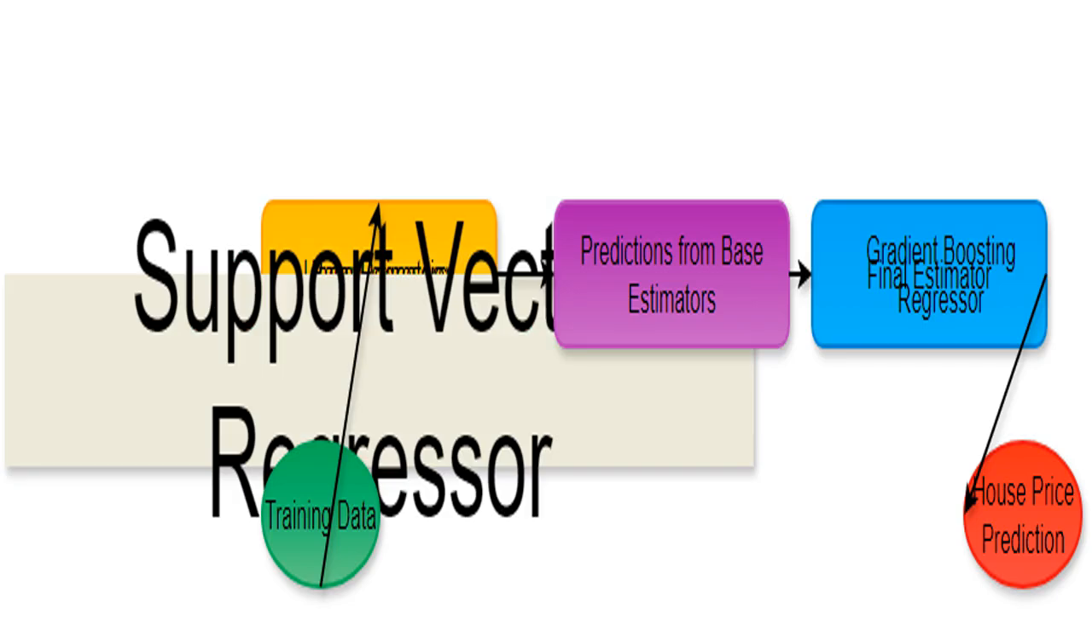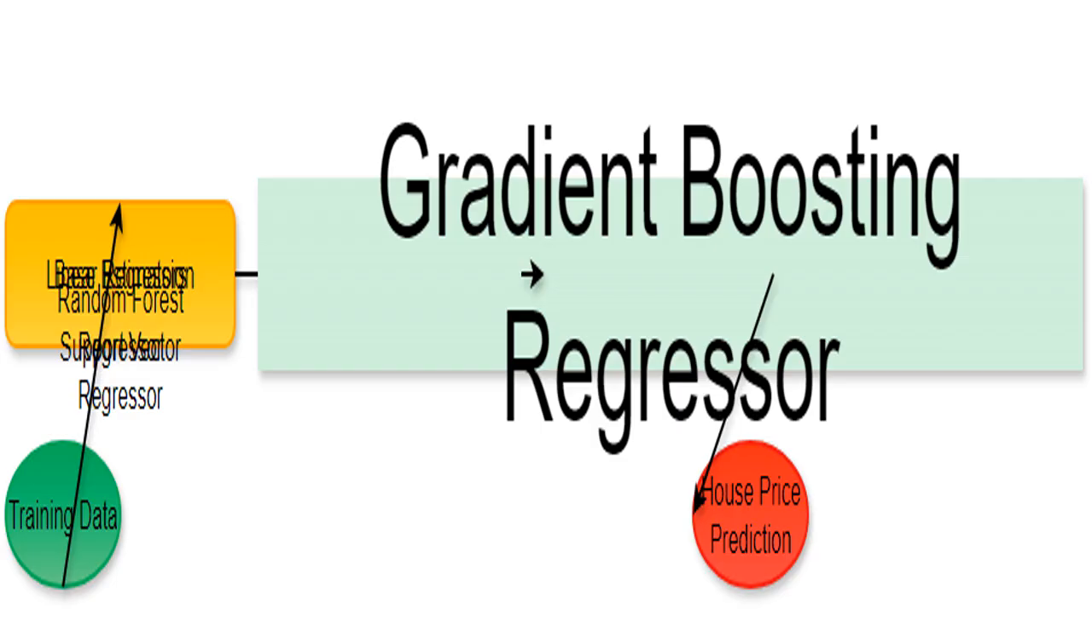Here's our third base model, which uses support vectors to map the data into higher dimensions to find the best fit. This is good for complex relationships between the features and house prices. This is our final estimator. It's a powerful model that takes the predictions from the other three models, the base estimators, as input and learns to combine them to make an even better prediction. It's like having a top-level manager who takes all the expert opinions, analyzes them, and makes the final call.